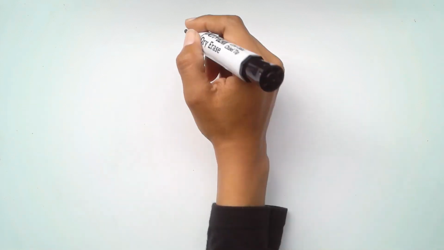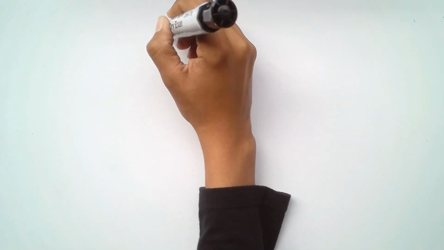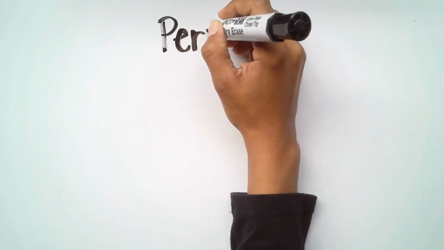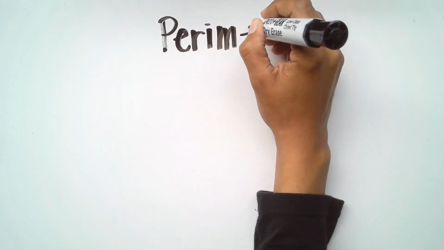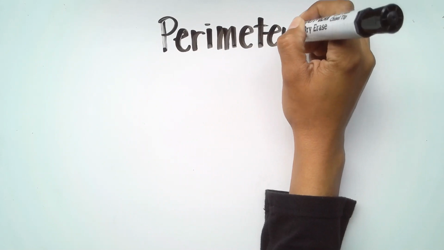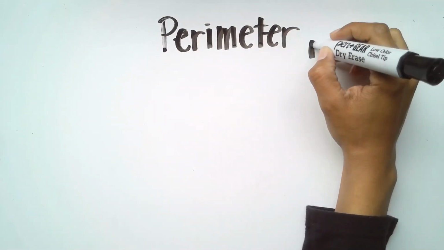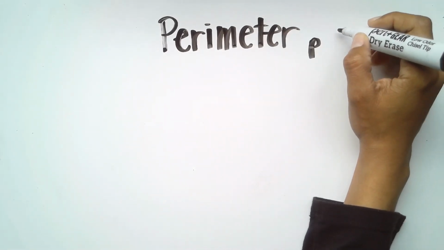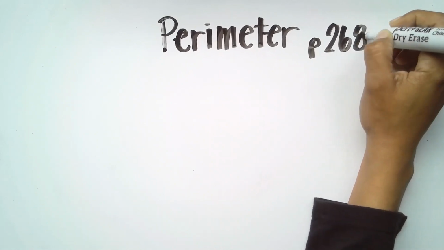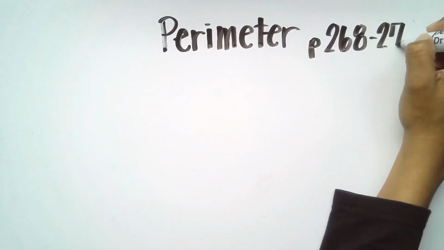I'm going to be talking to you about perimeter today. So at the top of your notebook paper, I'm going to have you write that down. And today we're going to be focusing in our book on pages 268 to 272.